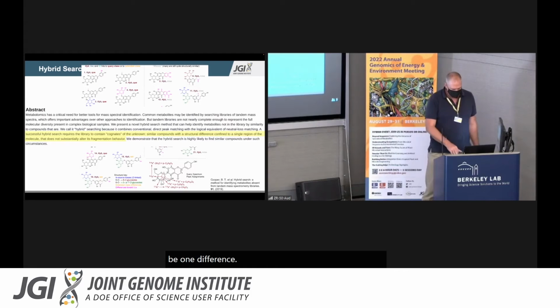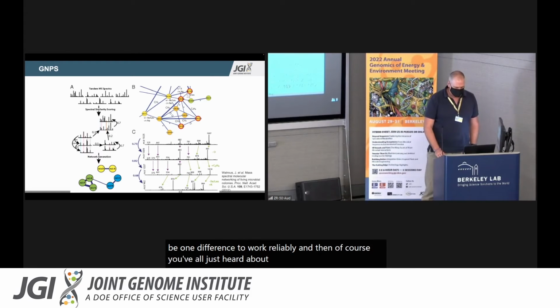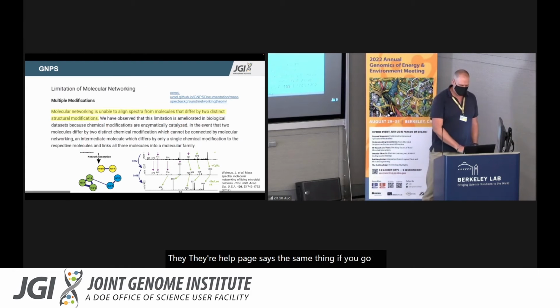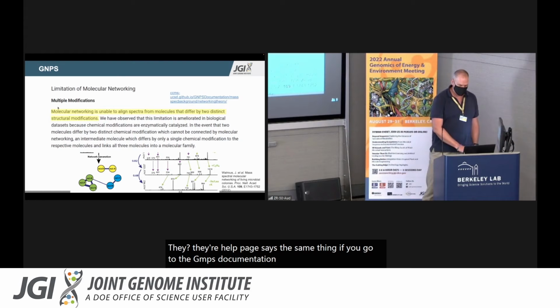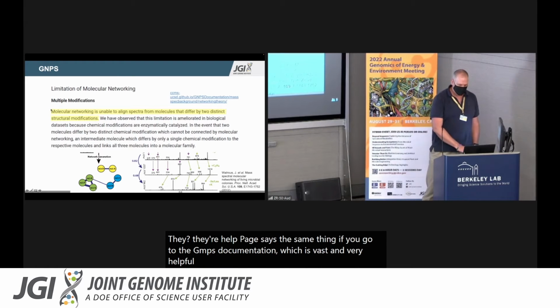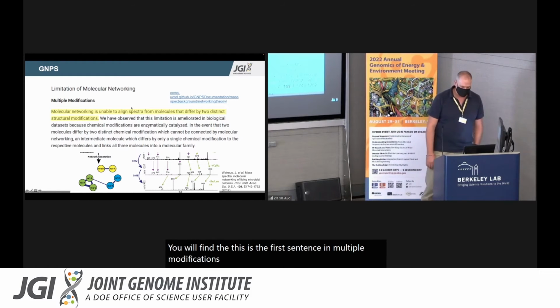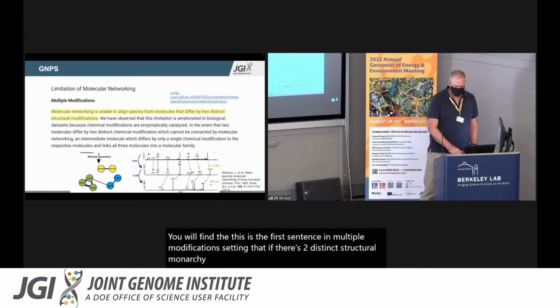And then, of course, you've all just heard about the GNPS tool. Their help page says the same thing. If you go to the GNPS documentation, which is vast and very helpful, you will find this is the first sentence in the multiple modifications heading: if there are two distinct structural modifications, it's not going to work as well. It does work sometimes, though, because of cryptic effects of fragmentation spectra.